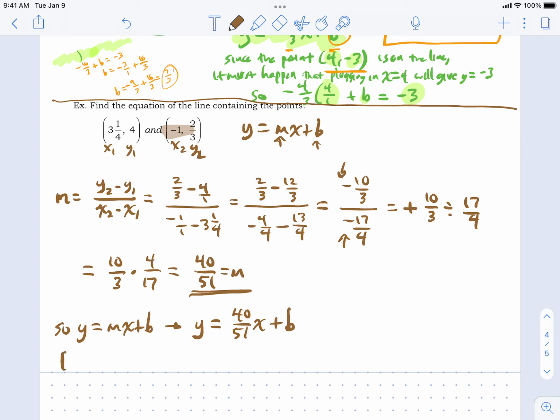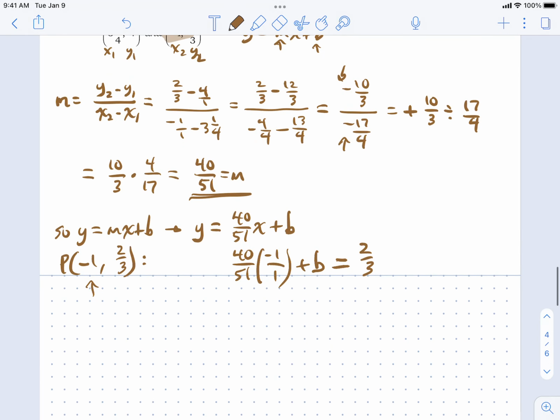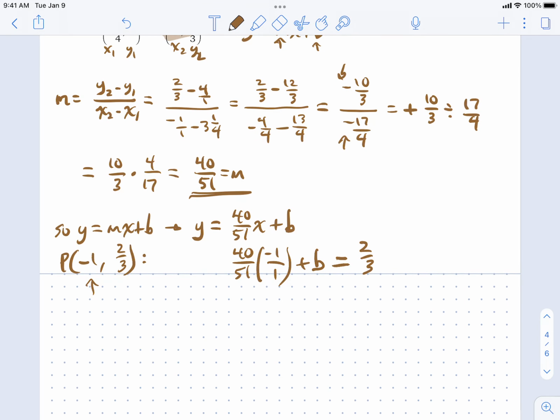So I'm going to use that point. I have a point where, when x is -1, y should come out to 2/3. So what does that tell me? It tells me that when I take the 40 over 51 times x, and plug in x equals -1, plus b, I should get y equals 2/3. We're almost done. We almost have our b. Good thing I can scroll down, huh? So when I multiply 40 times -1, I'm getting -40 over 51 plus b equals 2/3.